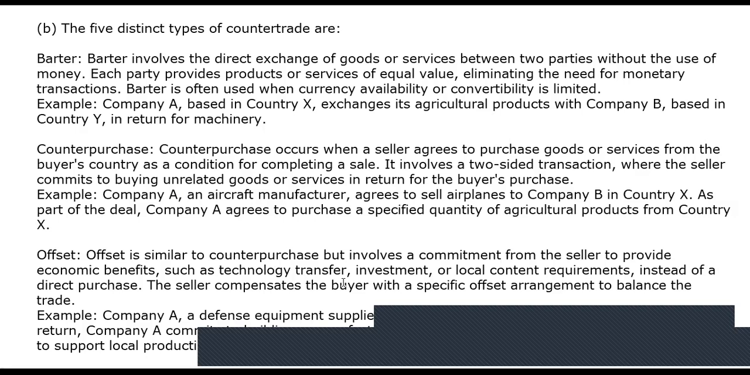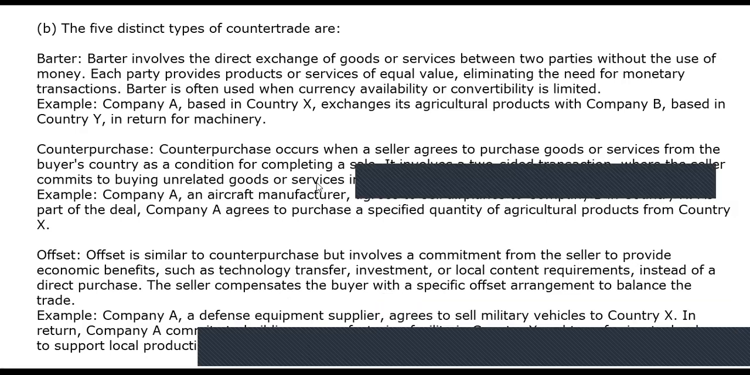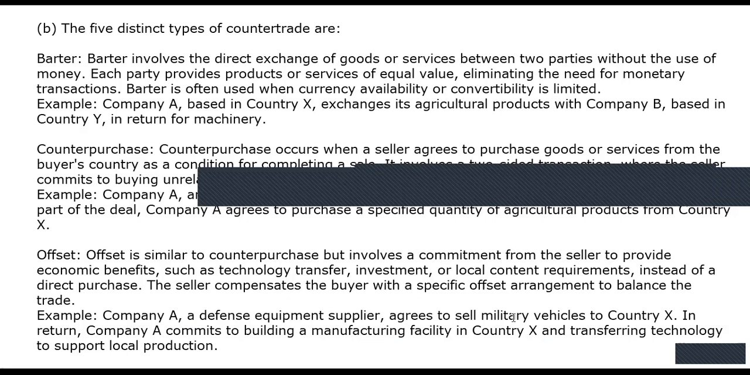The third is an offset. An offset is similar to a counter purchase, where the arrangement will involve a commitment of a seller to provide economic benefits such as technology transfer, investment, or local content requirements instead of directly purchasing. So the seller will compensate the buyer with a specific offset arrangement to balance up the trade. For instance, country A defense equipment supplier agrees to sell military vehicles to country X. In return, country A will commit to building a manufacturing facility in country X and transferring technology to support production.